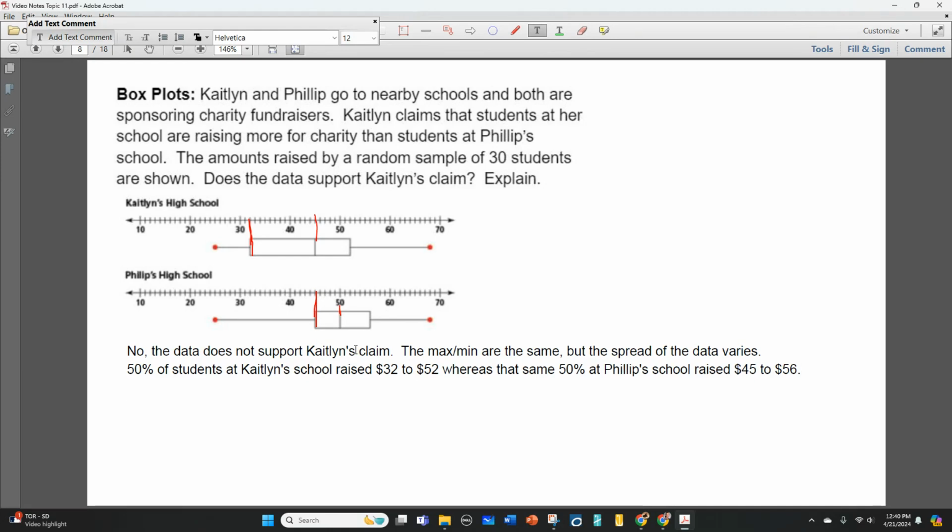Okay, if we compare the medians, Caitlin's school raised $45 compared to Philip's 50. So according to this data, Philip's school, those students in that random sample of 30 students, raised more money than Caitlin's school did.